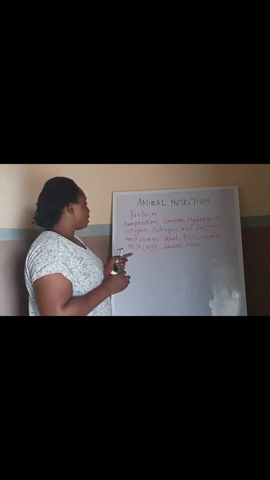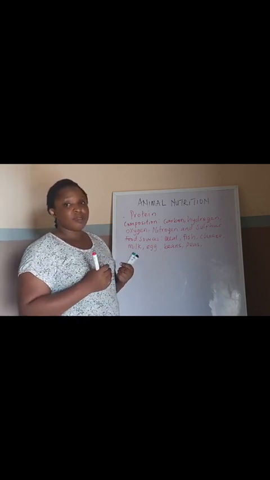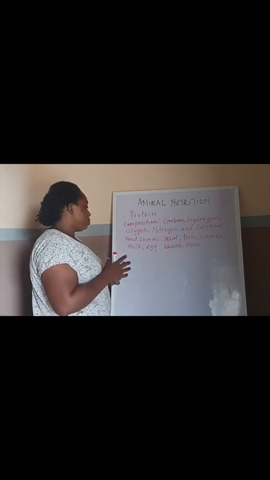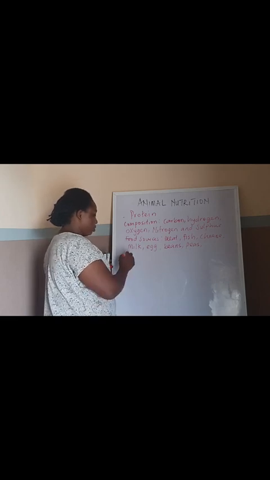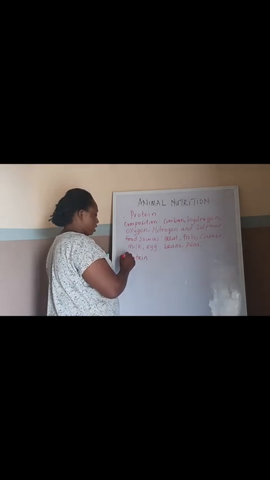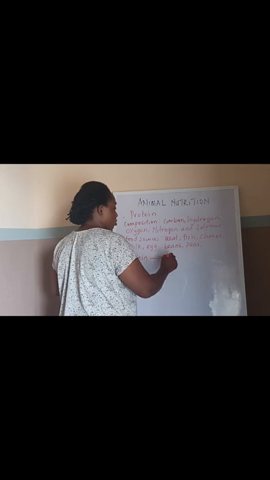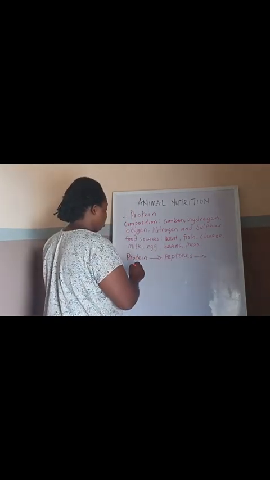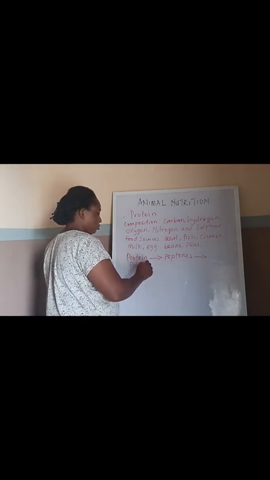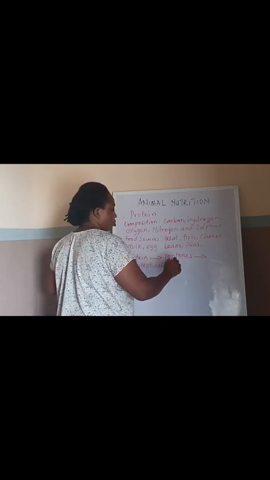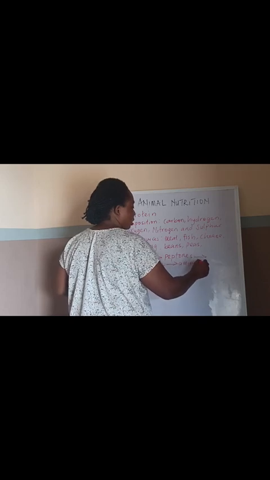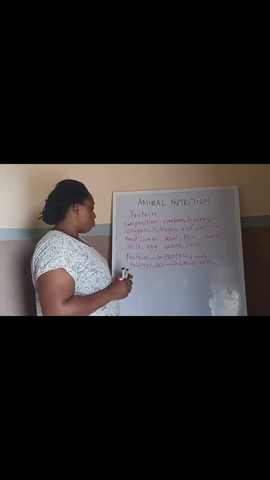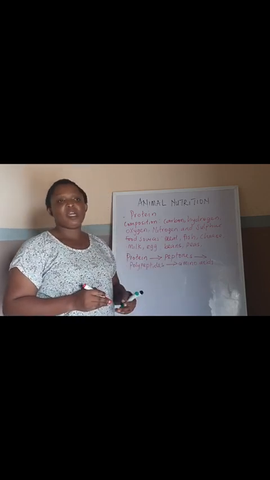Like I said, proteins are large molecules that the body cannot use directly. They need to be broken down into smaller forms that can be used. This is the process of breaking down protein. When protein is taken, it is converted to peptones, then to polypeptides, and then to amino acids. So the protein goes through these stages, from protein to peptones, from peptones to polypeptides, then to amino acid, before the body can make use of it.